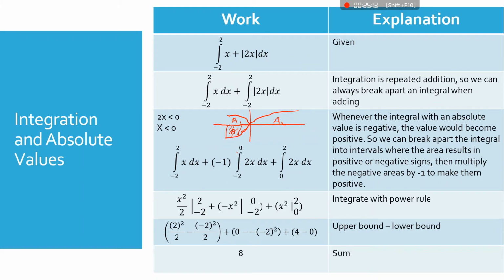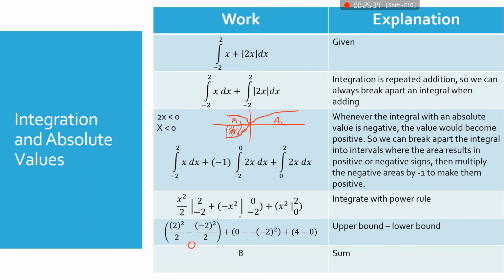We can solve this with integration's power rule. I'm going to add 1 to the power and divide by the new power, so x squared over 2 from -2 to 2. This one is -2x, so that'll give me -x squared from -2 to 0, and this one is 2x, so that'll give me positive x squared from 0 to 2. Let me just do upper bound minus lower bound, so that's 4 over 2 minus 4 over 2, which is 0.